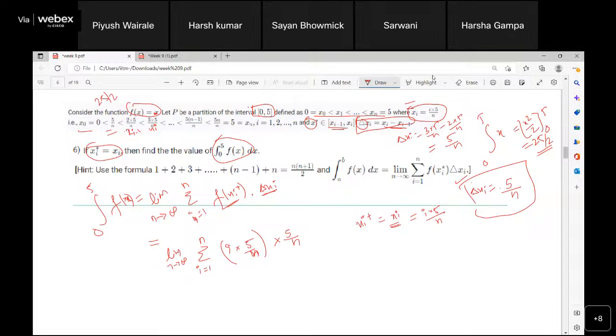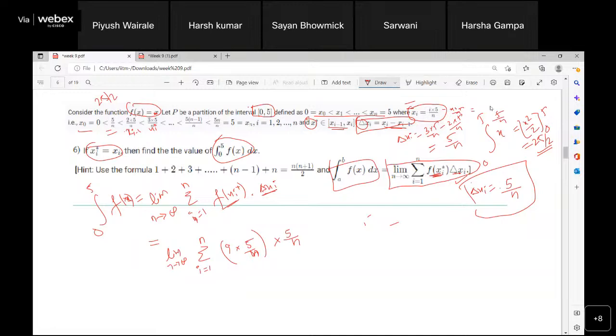Are you getting it? What am I doing? Simply, I have this Riemann sum integral formula and I have to calculate this integral. I need to find del of xi star and del of xi first. Del of xi is xi minus xi minus 1, which is 5 by n minus 0, so that is 5 by n. That is my del of xi.